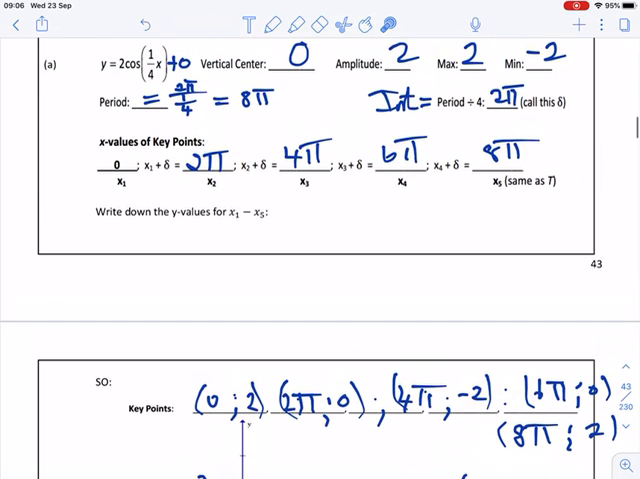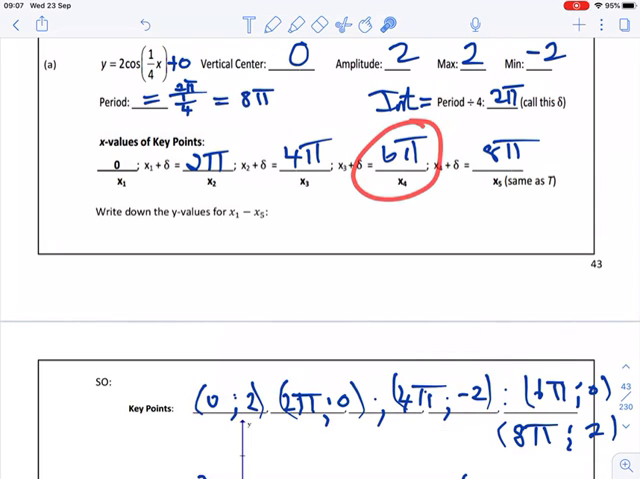So now we find our 5 points. So 0 must be at the maximum position. And that's why we have 0, 2 there. Then we must come back to the center. So at 2 pi, we must be at the central position, which is 0. That's why we have 2 pi, 0. Then we move to 4 pi, and we must be at the bottom. So that's why we have 4 pi, -2.